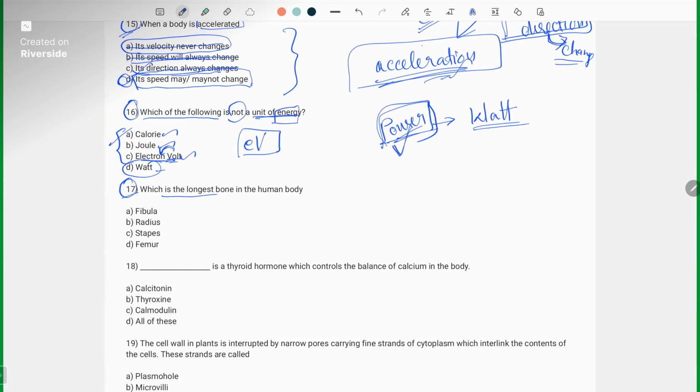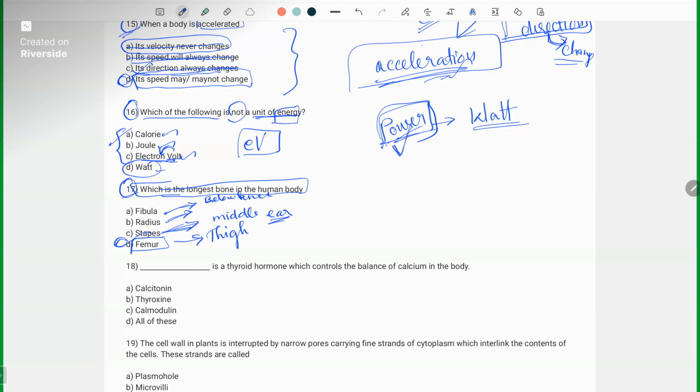Come to this question. Which is the longest bone in the human body? What is the answer? Option D, ma'am. Femur, yes ma'am. Femur is the thigh bone. That is the longest bone. We have fibula, radius, and stapes. Stapes is a bone which is present in the middle ear. காதுல middle earல இருக்கிற bone is stapes. Okay, fibula is a bone which is present below the knee.